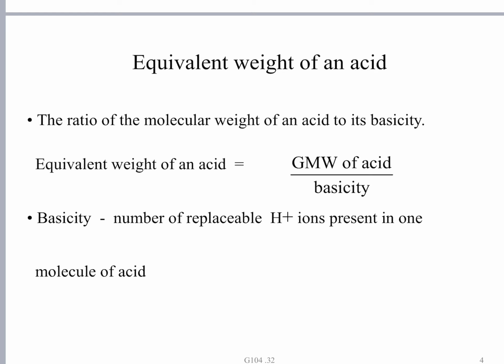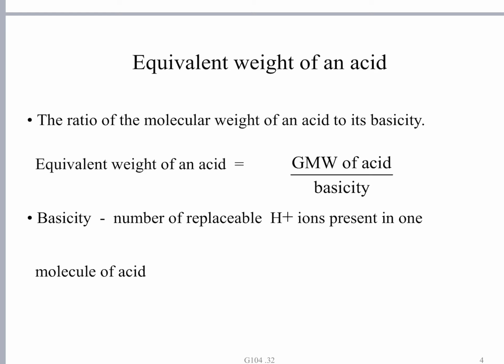The equivalent weight of an acid is defined as the ratio of the molecular weight of an acid to its basicity. What do you mean by basicity? Basicity is the number of replaceable H plus ions present in one molecule of acid. Okay. Number of replaceable H plus ions.